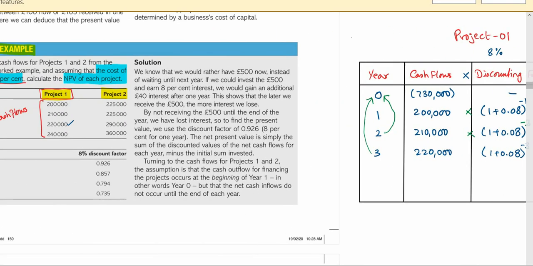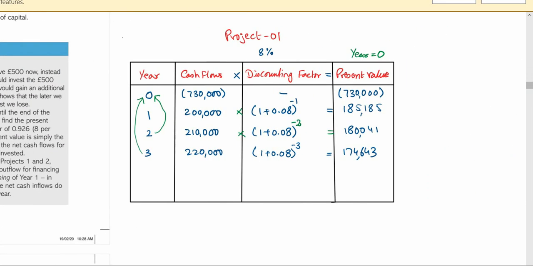Okay. Now for year 4, 240,000. The discounting rate is 1 plus 0.08 raised to the power minus 4, and the answer will be 176,407. Okay, so now calculate this.